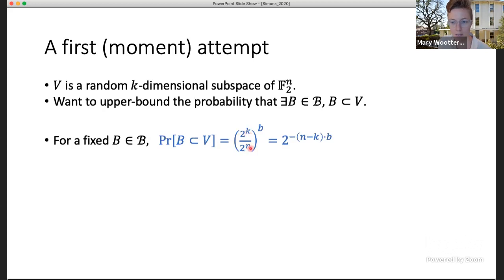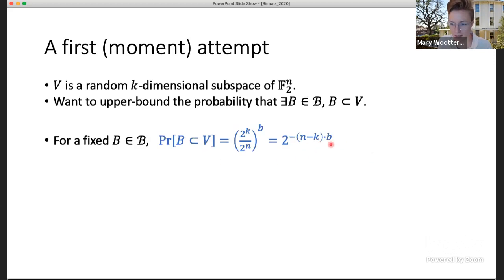So this is the probability that a single point is contained in my random subspace, because there's 2 to the k points in my random subspace out of 2 to the n total. And then I can raise it to the b because I'm assuming all of these points are linearly independent. And so if I take a random subspace, the probability that each of them is contained in this subspace is independent as a random variable. So I can just raise it to the b. Okay, so that's just equal to 2 to the minus (n minus k) times b.